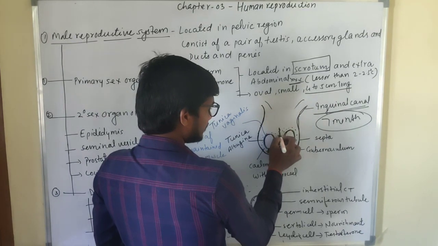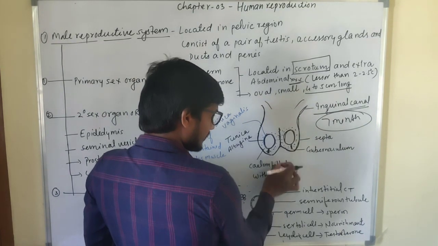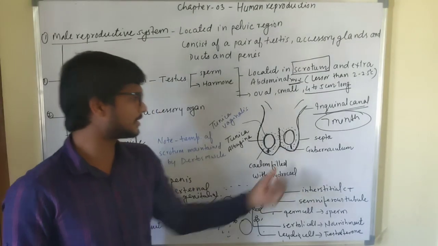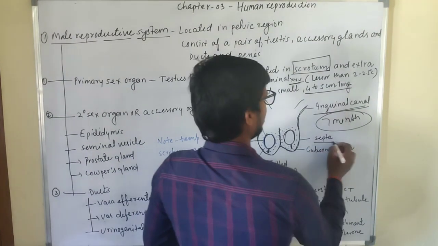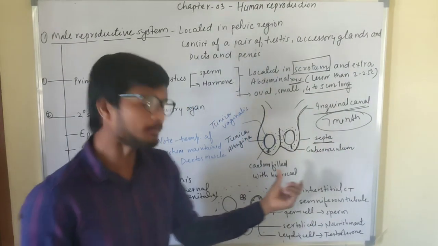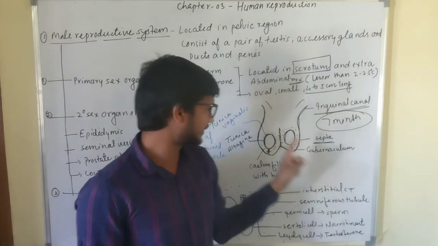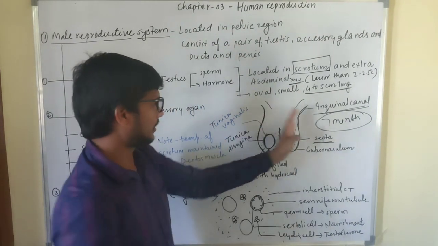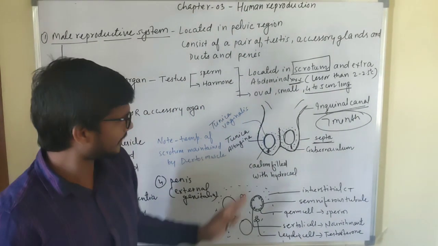Between these two pouches, there is a clear-cut division, and this division is known as what? Testicular septa. We have just mentioned here septum, or you can say septa. This one is testicular septa. This septa just separates these two pouches.